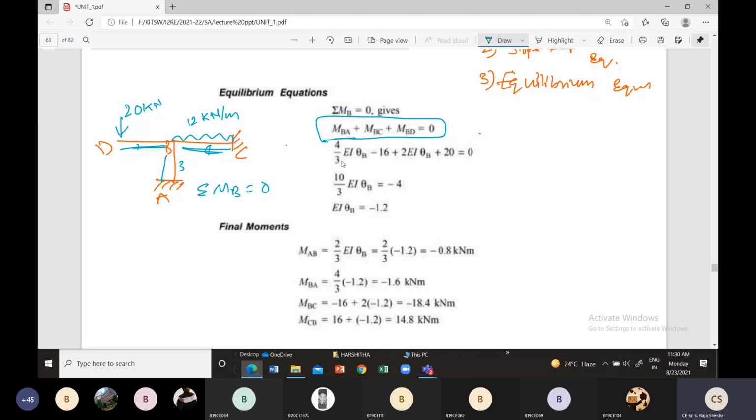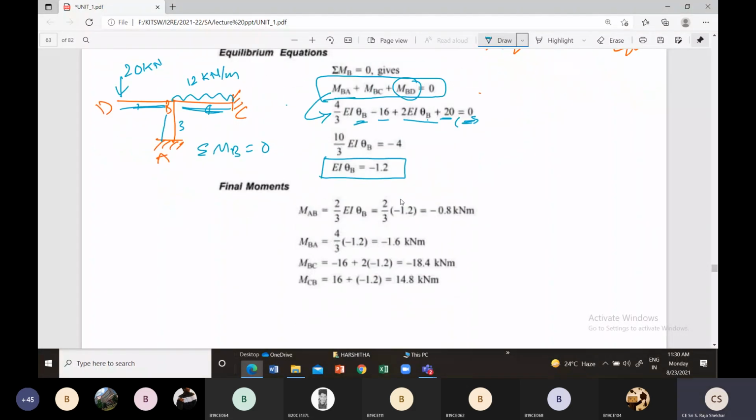Substitute MBA as calculated by the formula, that is 4 by 3 EI theta B. MBC is equal to EI theta B minus 16, MBC is equal to 2 EI theta B. MBD is equal to 20. Substitute and equate to 0. Solving for theta B, EI theta B, you will get minus 1.2.